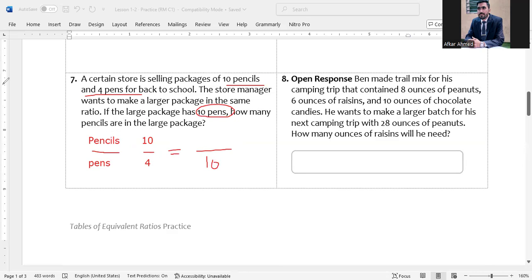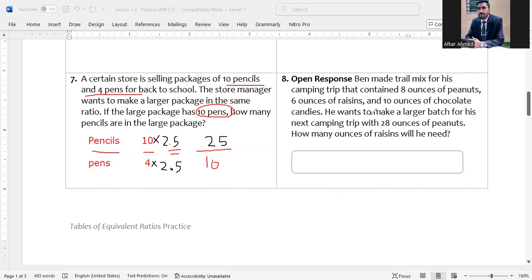So you will do the same process as we did last time. We know that 4 times 2 is 8 and 4 times 3 is 12. So the number between 2 and 3 is 2.5. If you multiply 4 by 2.5, it will give you 10. Same number we will multiply here: 10 times 2.5 will give you 25. So the answer is you need 25 pencils for 10 pens.